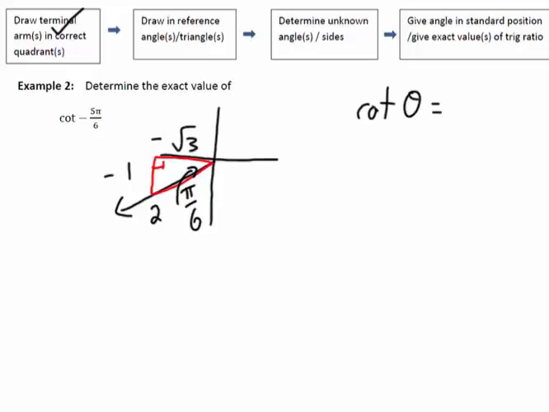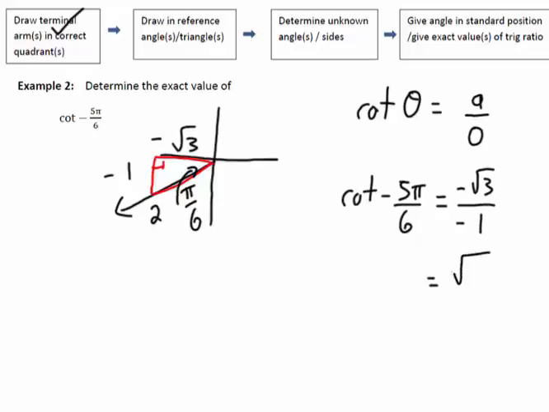Remember, cotangent is the reciprocal of tan, which means it's going to be adjacent over opposite. So the cotangent of negative 5 pi over 6 will be, the adjacent in this case is negative root 3. The opposite is negative 1, which is really just root 3. There's our exact value of the cotangent of negative 5 pi over 6. Now we don't put that in the calculator and give a decimal. We're going to leave it in radical form.